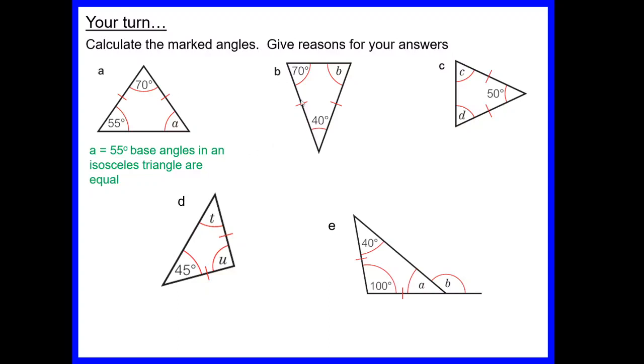Again, we've got another isosceles triangle, so we're going to follow our 2 lines, so these 2 must be the base angles, so B is 70 degrees, base angles in an isosceles triangle are equal.